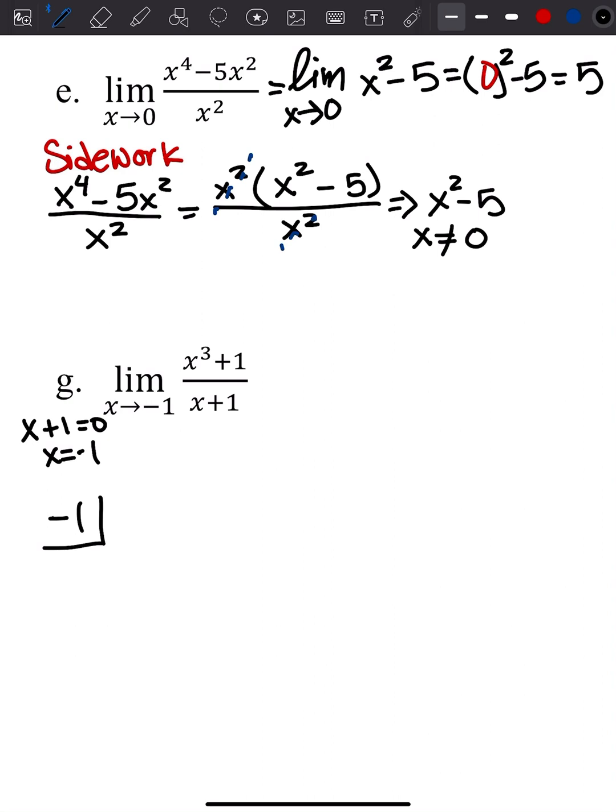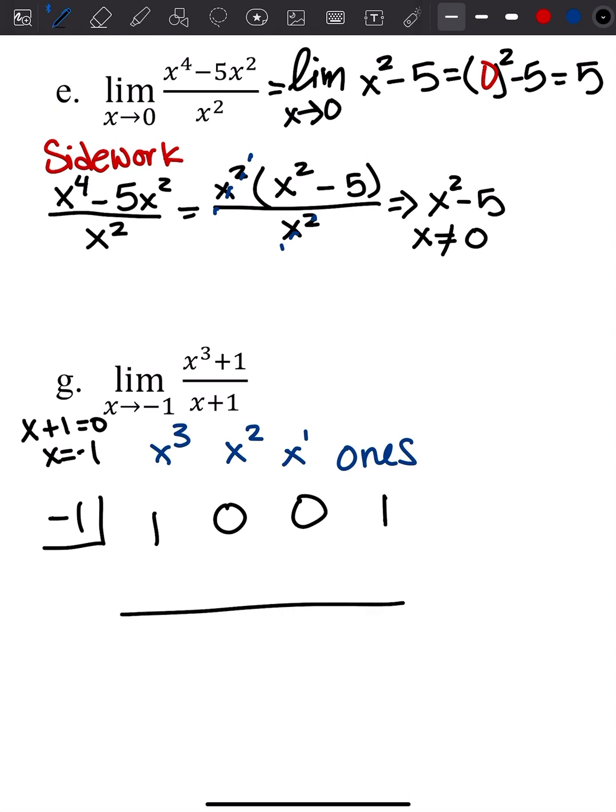So for synthetic division, just like regular polynomial division, we need those placeholders. So I have x cubes, I have x squareds, x to the first, and these ones category. So I have 1x cubed, I have 0x squareds, I have 0x to the first, and I have 1 in our ones category, things without x's. I'm going to draw a line and some things that you need to know.